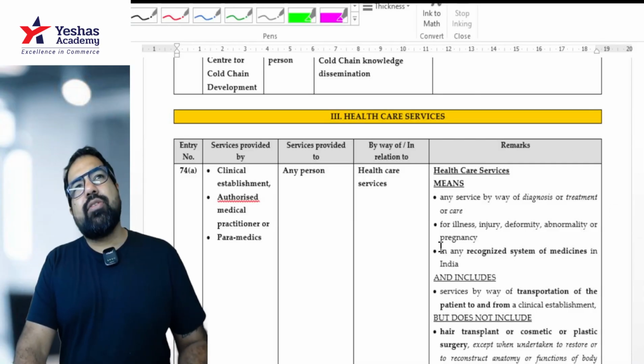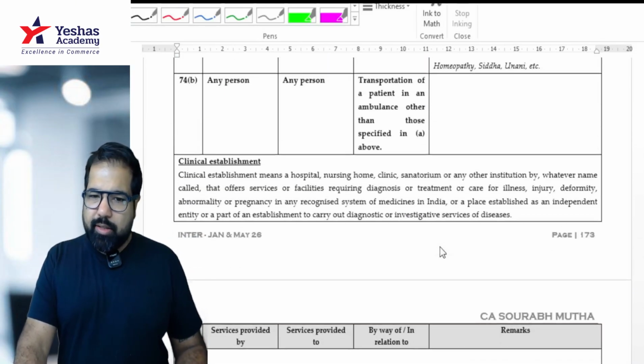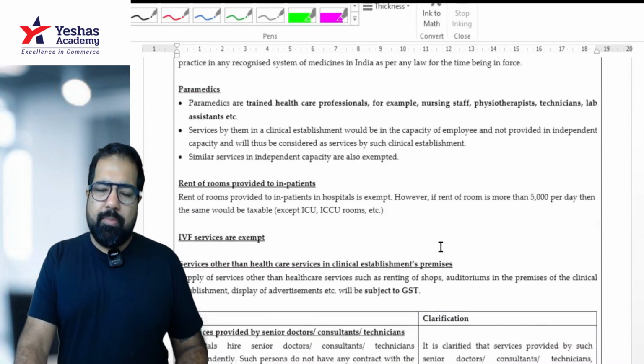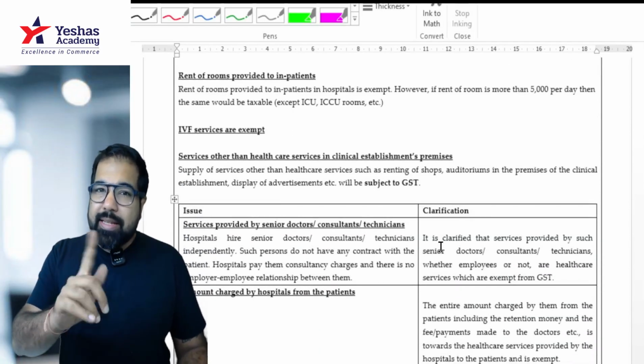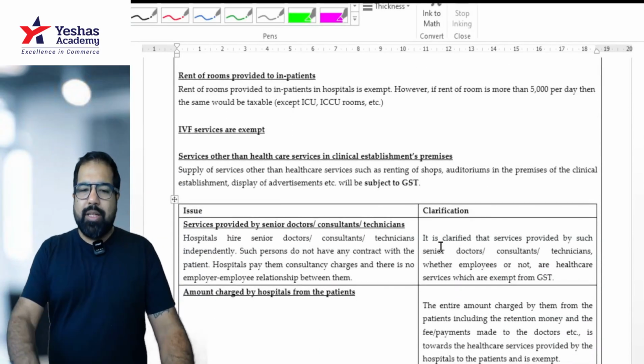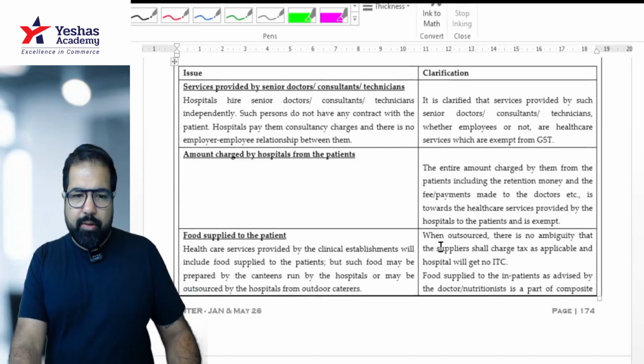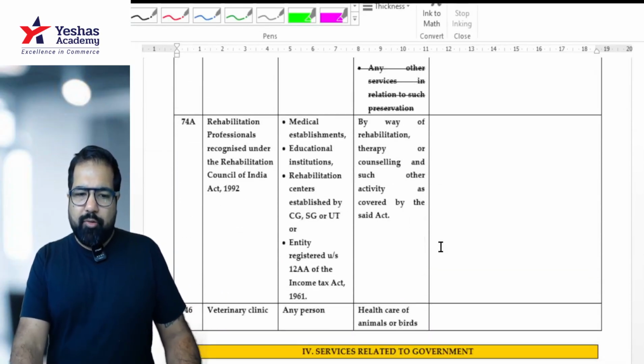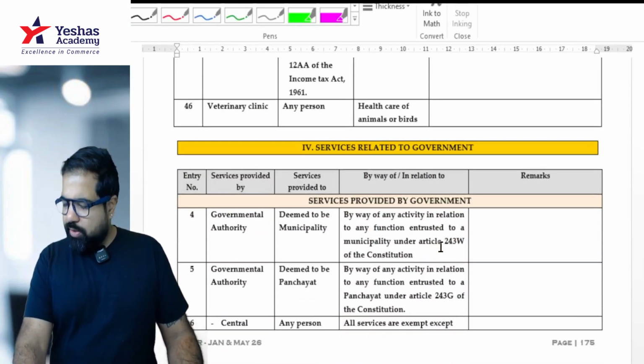Anything else in healthcare services? I think that's about it. Healthcare. Ambulance is exempt, diagnostic service is exempt, but medicines on that there is taxable, but we're not talking about that because those are goods. All right. Food supplied, you have to be careful about. Rehab, okay. Vet also, services, all right.